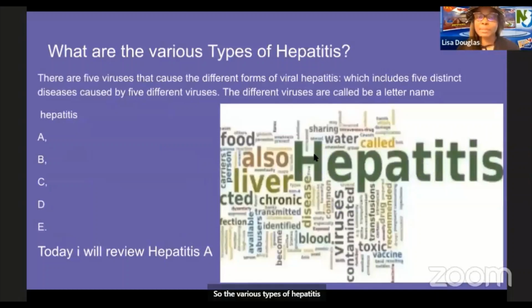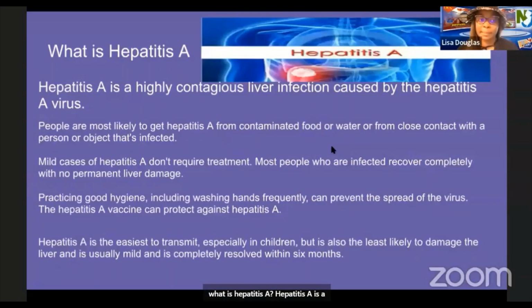So the various types of hepatitis, which I'll be touching on a weekly basis, there are 5 viruses that I'd like to focus on. The different viruses are called by a letter: hepatitis A, B, C, D, and E. Today, I will be reviewing hepatitis A. So what is hepatitis A?